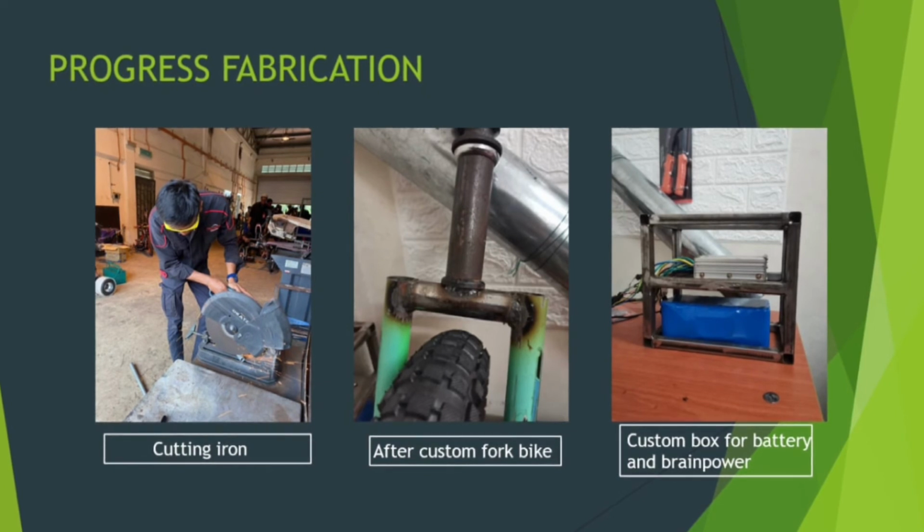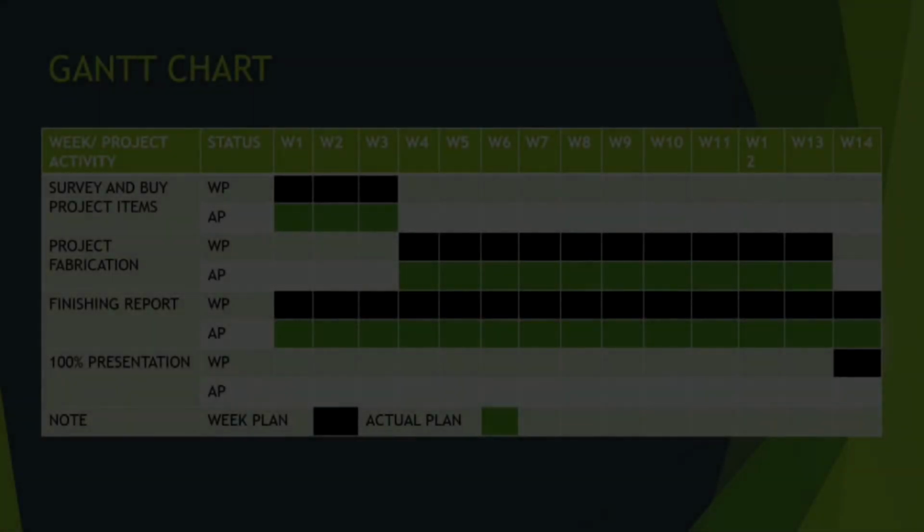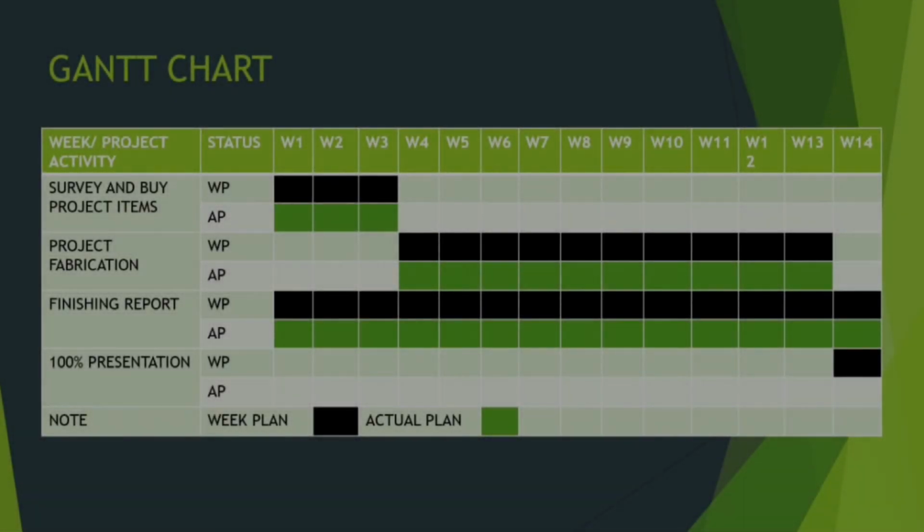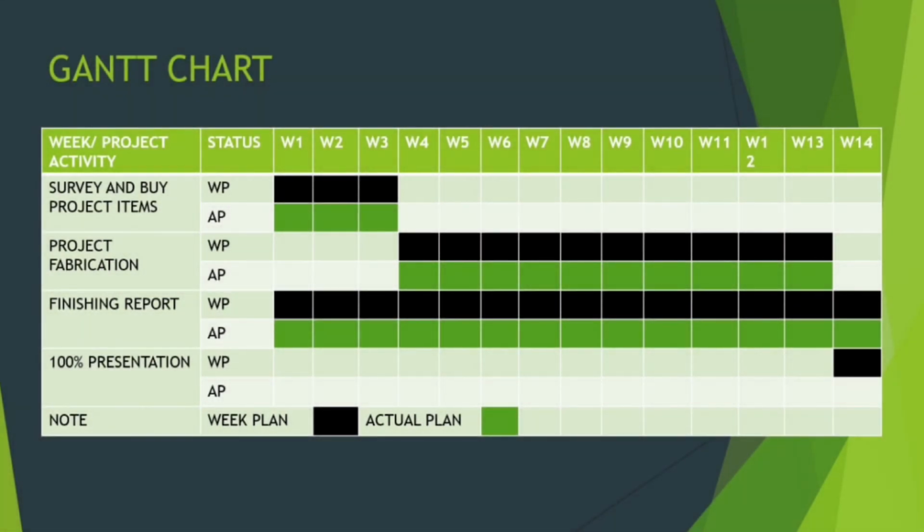Project fabrication progress: cutting iron, after that custom fork bike and custom box for battery and brake power. This is our Gantt chart project activity in 14 weeks.